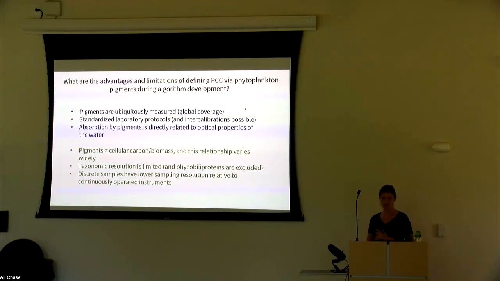And the taxonomic resolution is limited. There are some pigments that are found in certain groups, but they're not unique. And although there exists on CBAS and other repositories a lot of pigment data from all over the world, we still are collecting discrete samples, a liter of water once a day or whatnot. That has to be filtered, stored, processed in a lab. And it's actually much lower sampling resolution than a continuously operated optical instrument.